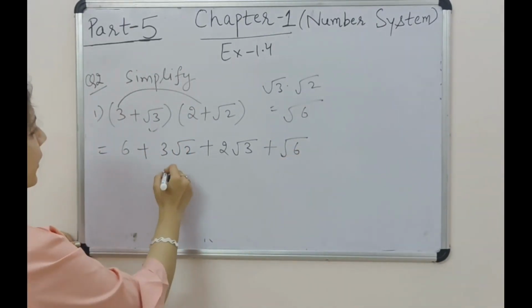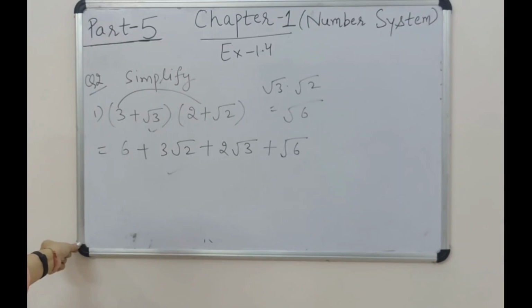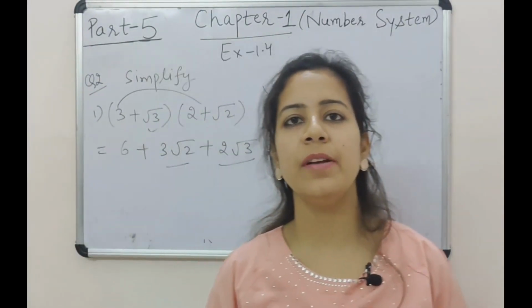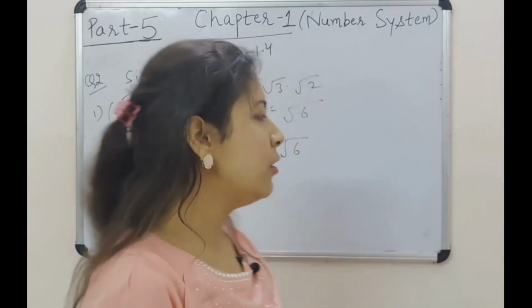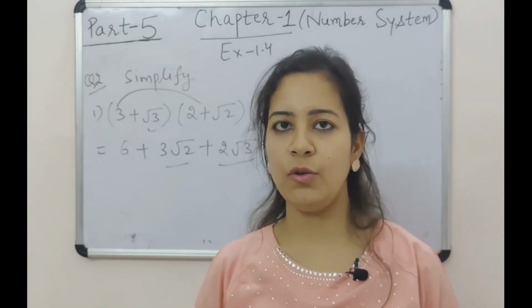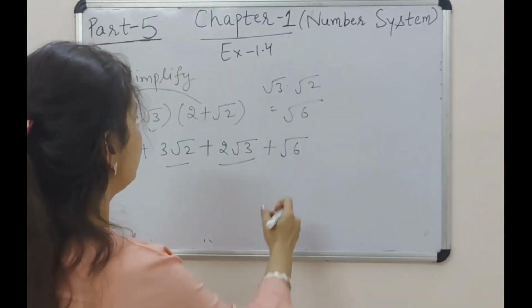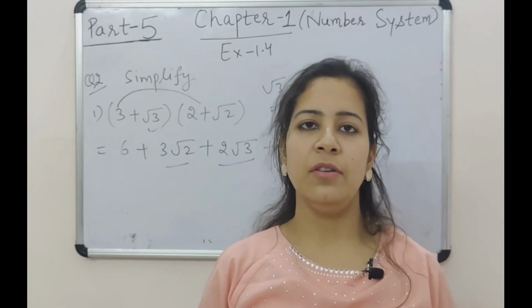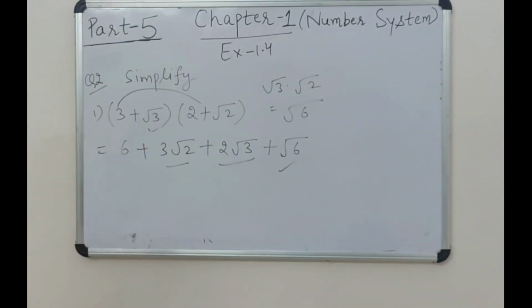Alright. And friends, you need to understand that these are not like terms. Like terms वो होती हैं जिनका factor same हो, जिनके पास same square root की value हो. तो आप 3 root 2 और 2 root 3 को add नहीं कर सकते हो आपस में. So you need to leave this expression as it is here. We cannot simplify it further. Alright? Let's check the second part.